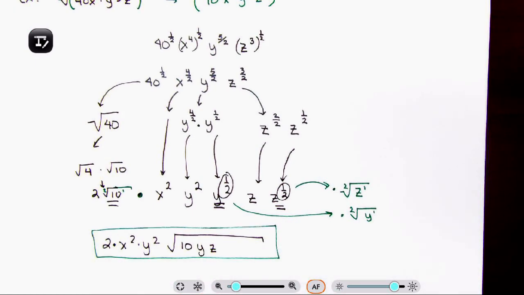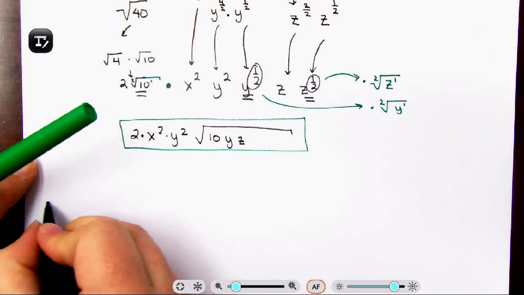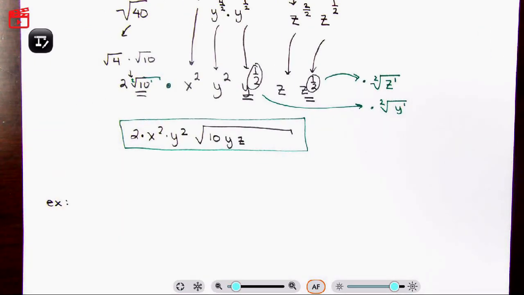All right, beautiful people, let's do one more example. I want to do a division one with you. Let's see if I can quickly find one.